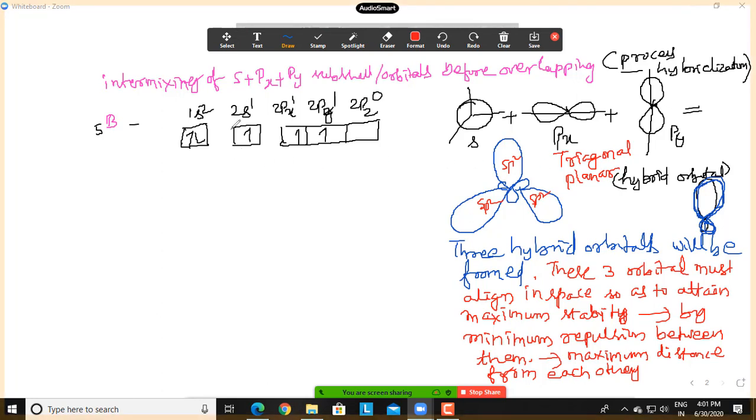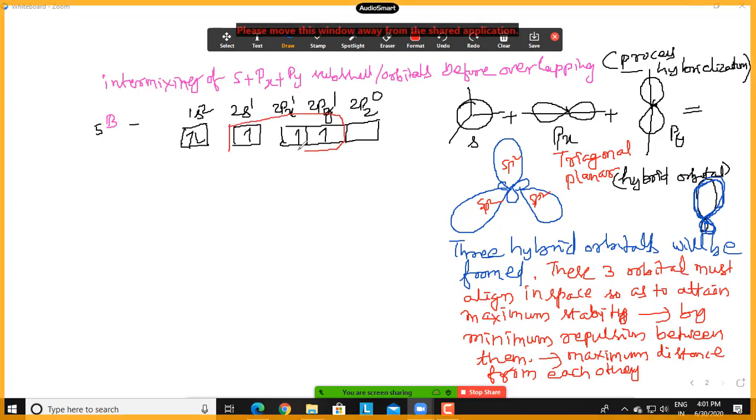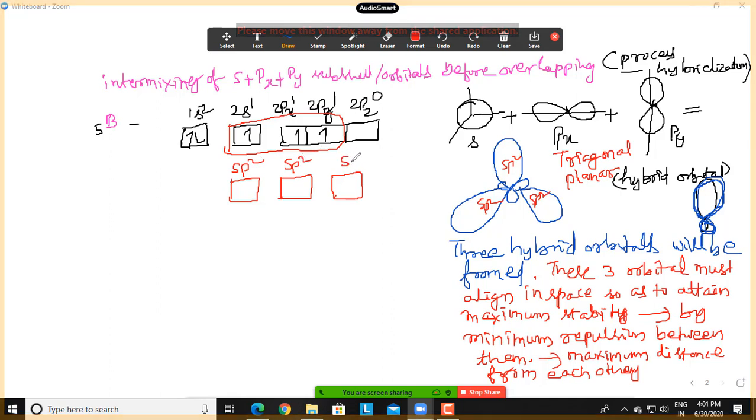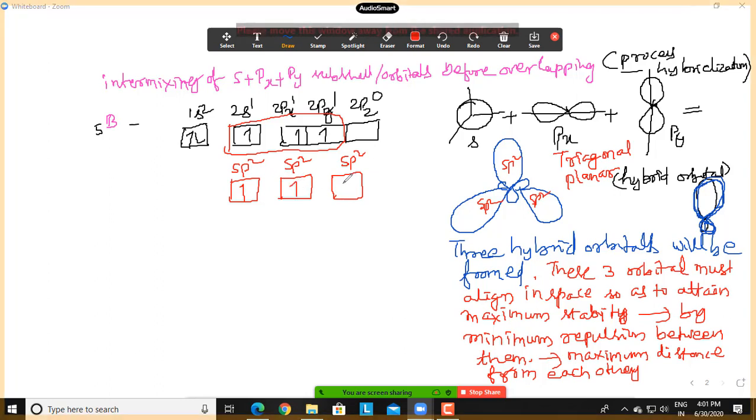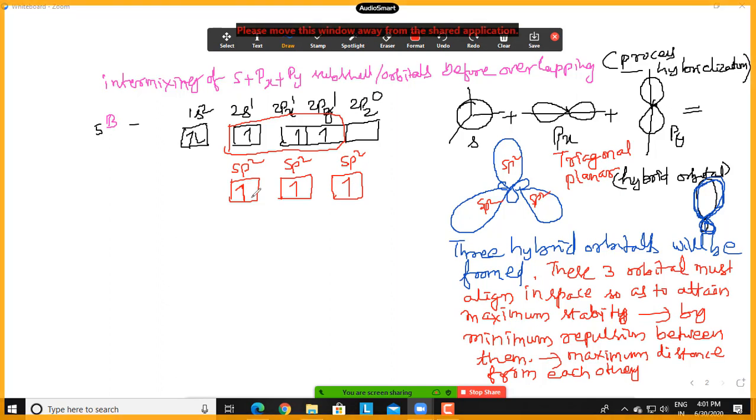Now let us draw the box diagram to see how they will do it. s and p2 will mix, and sp2 hybrid orbitals form. We can make three hybrid orbitals because three orbitals are mixing, three orbitals are taking part in hybridization. So we will draw the hybrid orbitals. These three hybrid orbitals we can write as sp2, sp2 and sp2. So these are sp2 hybrid orbitals.